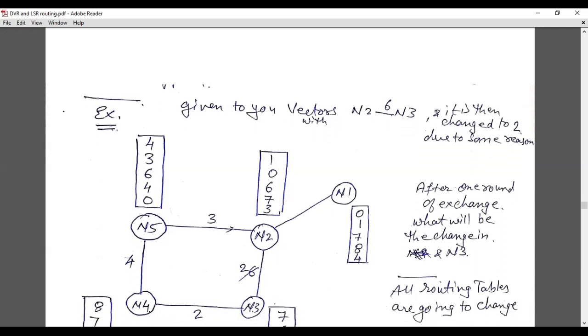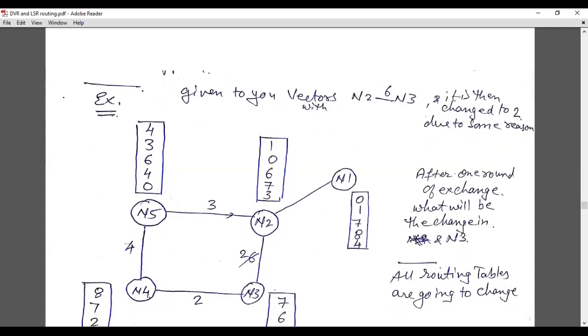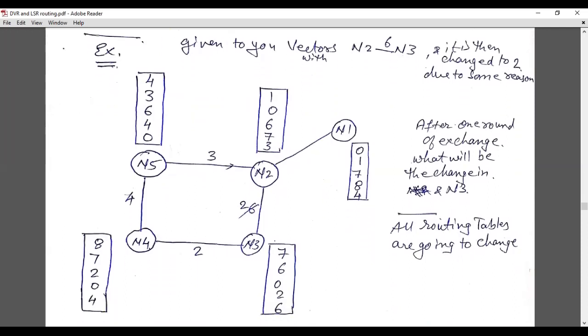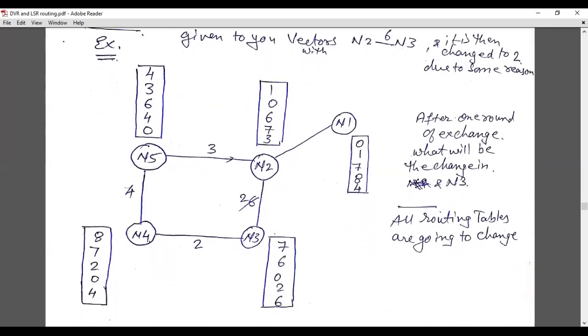Never-ending procedures. So let's take an example to check what will be the value at, let's say, N3 after the exchange. These are some routing tables given to you. You are given the vectors with N2 to N3 in N3 initially as 6, and based upon that, the distance vectors are available for all the routers N1, N2, N3, N4, N5. And then what happened is that the 6 has been changed to 2 due to some reason.